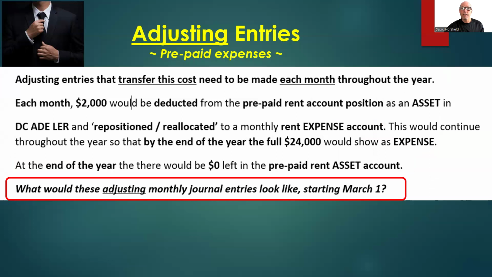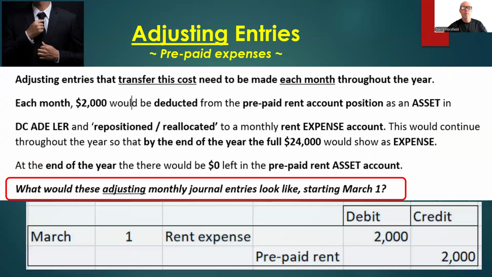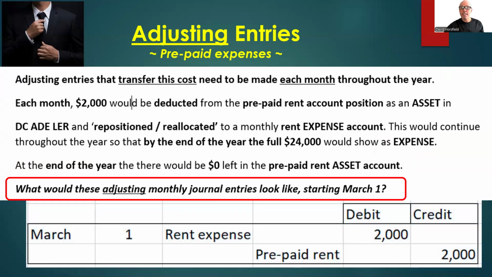So what would these adjusting journal entries look like starting on March 1? We're going to look on a monthly basis. What would these adjusting entries look like? So on March 1, our adjusting journal entry is where we're going to credit prepaid rent and we're going to debit rent expense. And in doing this, it's going to allow us to transfer money from the prepaid rent bucket into a rent expense bucket.